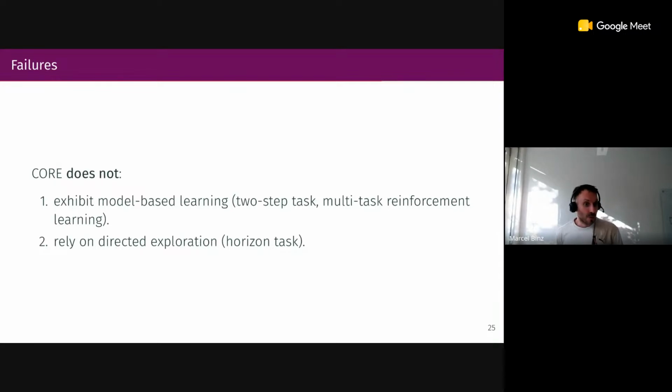Equally interesting, or even more interesting probably, is what the model can't do yet. In particular, we found that it's not able to show model-based learning, for example, as measured in the 2-step task that I've shown earlier, but also in other tasks, for example, multitask reinforcement learning settings. And that's perhaps not so surprising, right? Because if you recall the assumptions that went into this model, we didn't add any abilities for planning or model-based learning into the model. So that's perhaps one of the reasons why it consistently doesn't show these effects.